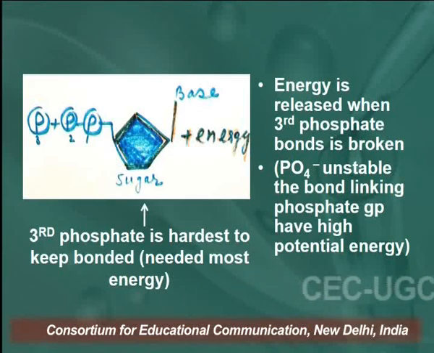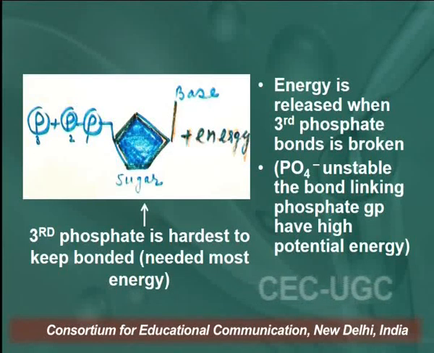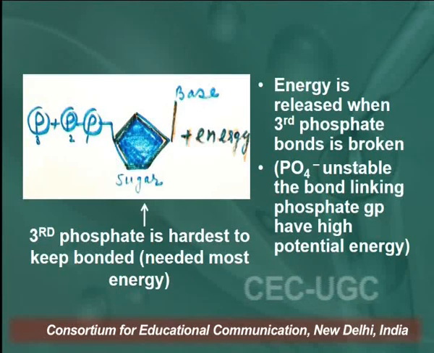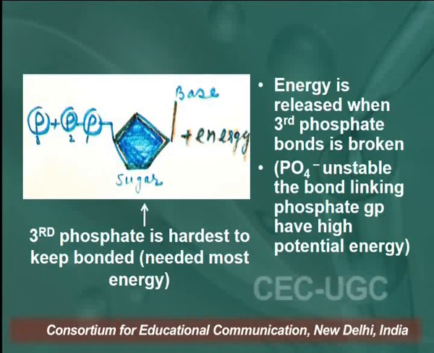Learners, ATP has 3 phosphate groups. When the third phosphate group is broken, energy is released because the third phosphate group is unstable and the bond linking the phosphate groups has high potential energy. The third phosphate group in ATP is the hardest to keep bonded and needs most of the energy. So, it is quickly broken down and releases a lot of energy.